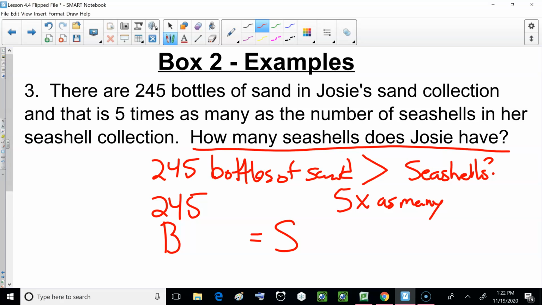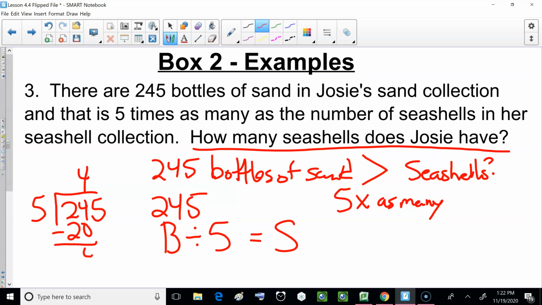So therefore, I'm going to take my bottles of sand and divide it by 5 to figure out how many seashells. So 245 divided by 5. 5 goes into 24 4 times. 4 times 5 is 20. 24 minus 20 is 4. Bring down the 5. 5 goes into 45 9 times. 45, and no remainder. So how many seashells does Josie have? Josie would have 49 seashells.